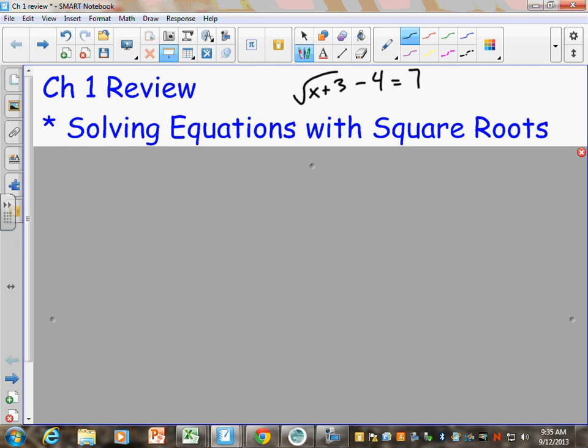You've got to move the 4 over first before you square both sides, and then to get rid of the square root, we square both sides. You get plus or minus, you get 2 answers, but remember that you have to check your answers, because sometimes you get an answer that when you plug it back in, it's an imaginary number. And I'm checking tomorrow to see, do you know how to check your answers? So, hint, hint, check your answers.